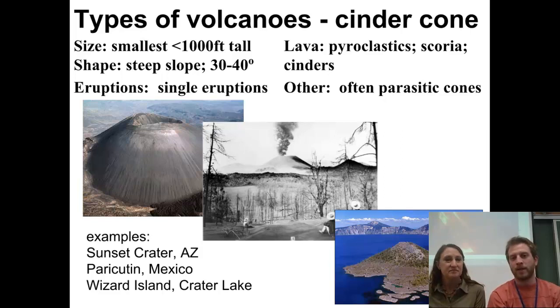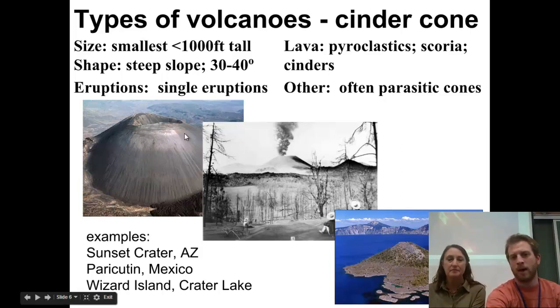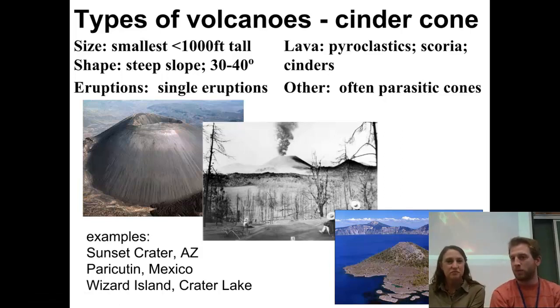Here's a picture. This one you told me was Sunset Crater in Arizona. We've got Paricutin in Mexico. And then Wizard Island, which is actually in the middle of a crater that's filled with water. They're usually those parasitic cones that we saw, so they're associated with other volcanoes. They're really explosive, but small explosive. We see a lot of pyroclastics, a lot of material thrown up into the air. Scoria, which is a type of mafic rock, and then cinders coming out of it.